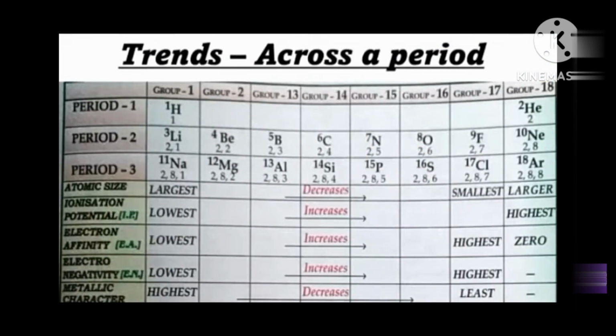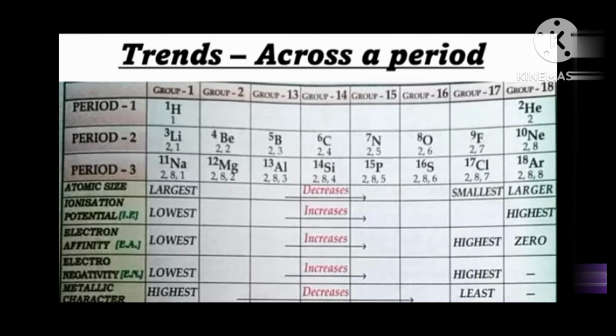Now trends across a period, this is also a reference. What we are going to see is the summary of what we have learned in previous parts on this channel. If you haven't watched those, do watch them. You can see atomic size decreasing, ionization potential increasing, electron affinity increasing, but how? Across a period from left to right, atomic size decreases, ionization potential increases, electron affinity increases, electronegativity increases, and metallic character decreases.